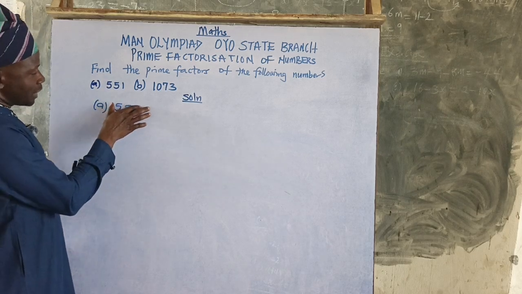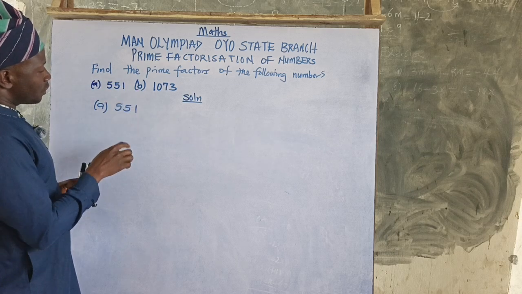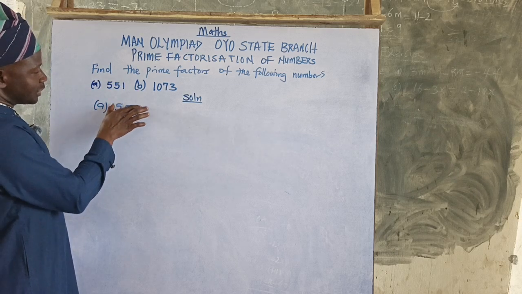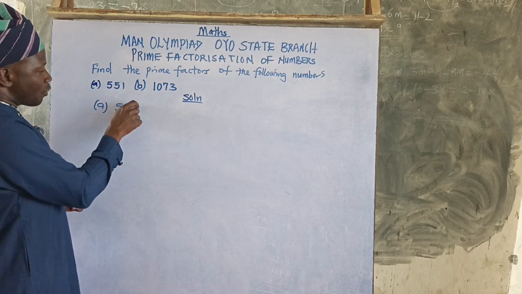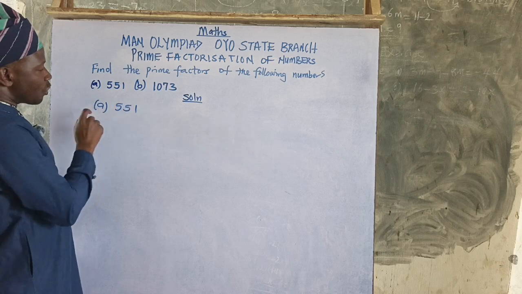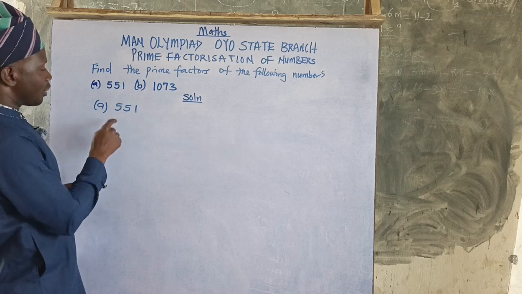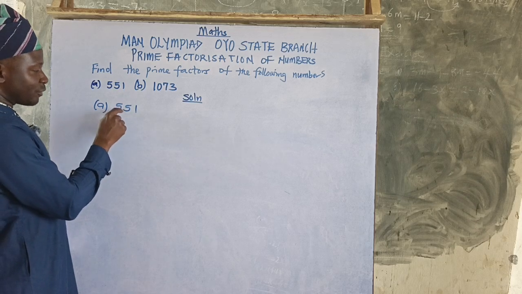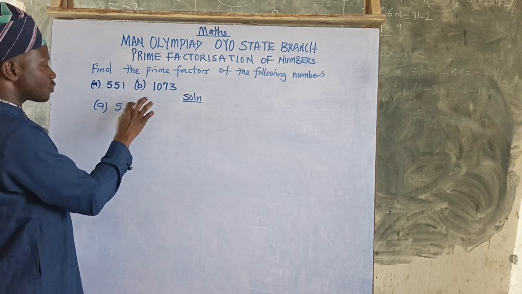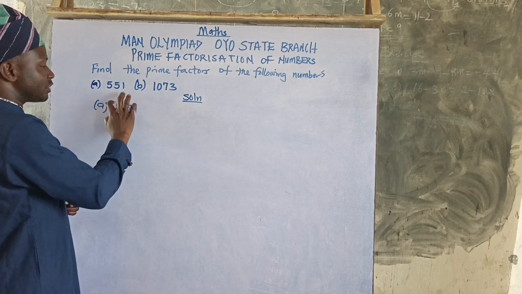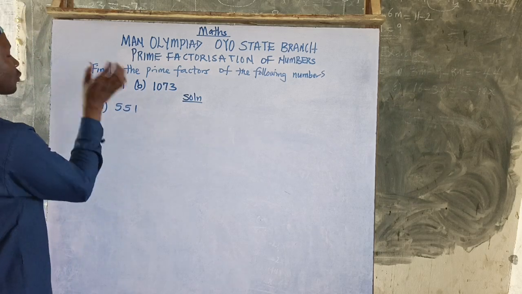With this given number, 2 cannot go, neither 5 nor 3. If 2 can go in this number, then the last digit should be divisible by 2, but 2 cannot go in 1. Also, if this number is divisible by 3, the sum of the digits should be divisible by 3. 5 plus 5 equals 10, plus 1 equals 11, and 11 is not divisible by 3. Also, it is not divisible by 5. So 2, 3, and 5 cannot go in this given number. Now, how do we factorize this?